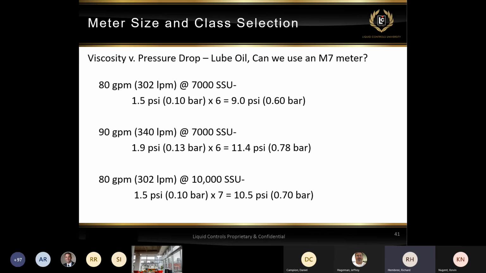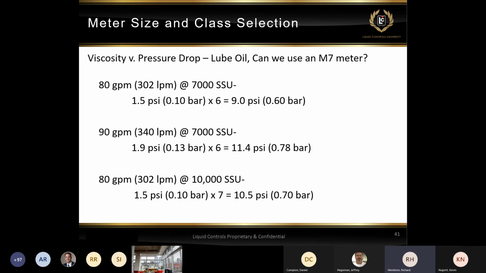At 90 GPM, 7000 SSU, we have 11.4 psi pressure drop on the M7. And for the M15, we have a 3 psi pressure drop. So in this application here, we would need to use an M15 meter.